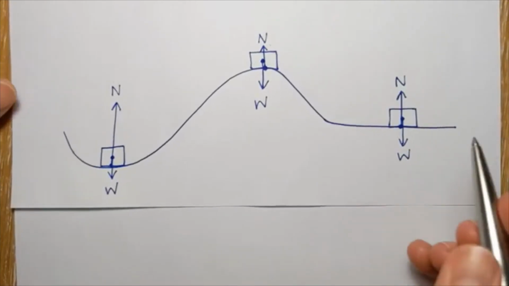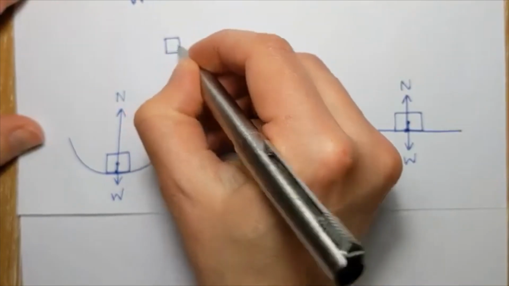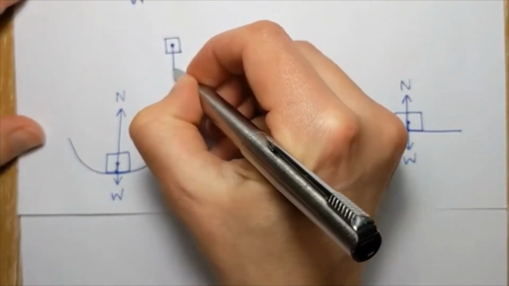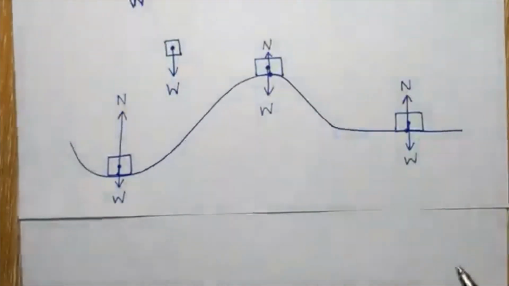And that, of course, is when you're in free fall. So if you jump out of a plane, we're going to imagine there's no air resistance as well. If you jump out of a plane, no air resistance, the only force acting on you is your weight, no normal contact force, and that's when you feel completely weightless.